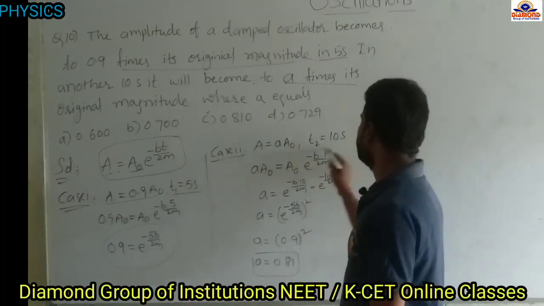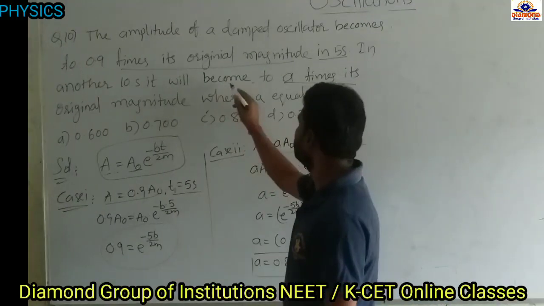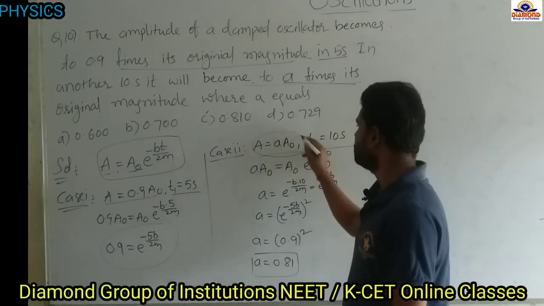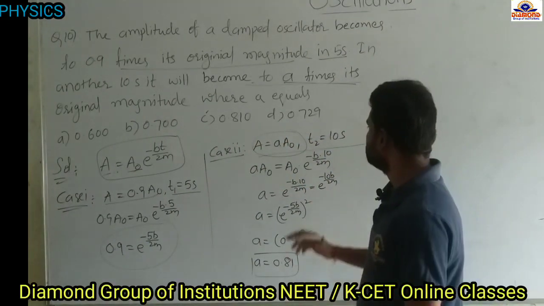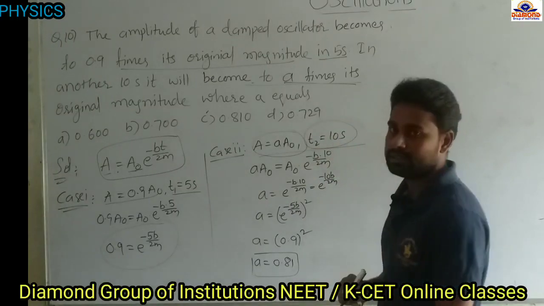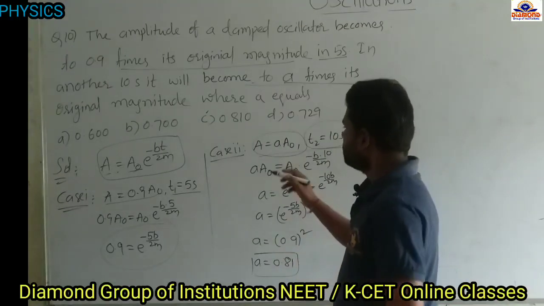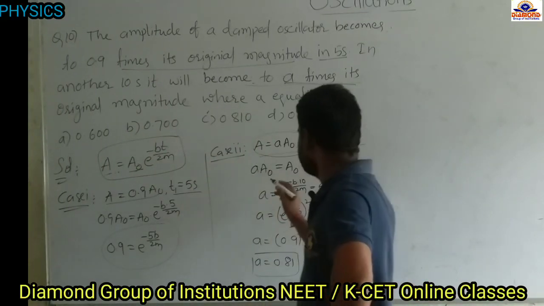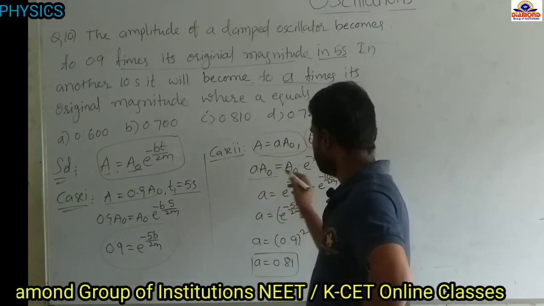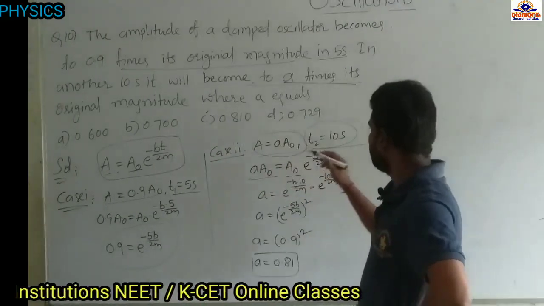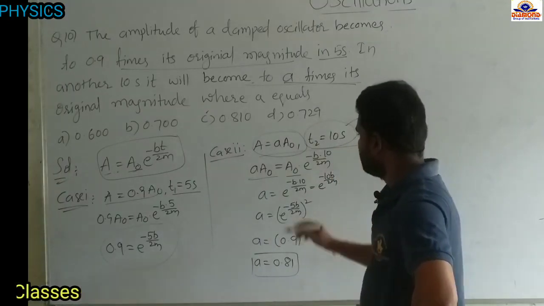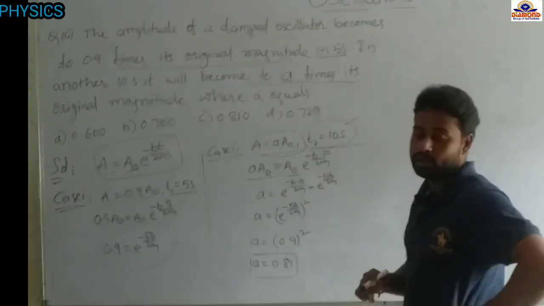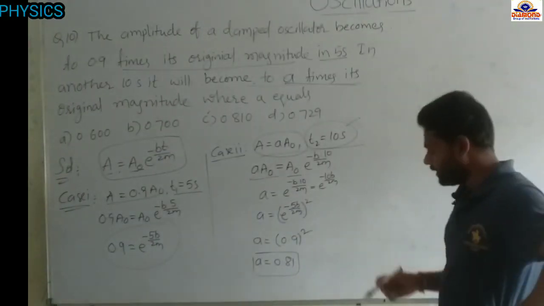In case 2, the amplitude becomes A times in another 10 seconds. So now the amplitude equals A into A naught, and time equals 10 seconds. Now substitute these values in the formula. We know that A equals A naught e power minus bt by 2m. So A into A naught equals A naught e power minus b into 10 by 2m. A naught will be cancelled, so A equals e power minus b into 10 by 2m, which is nothing but e power minus 10b by 2m.